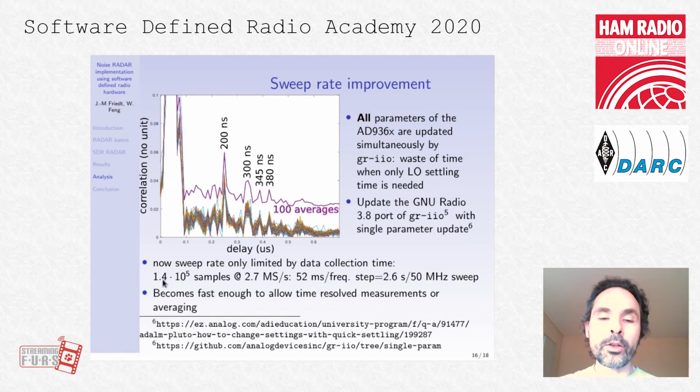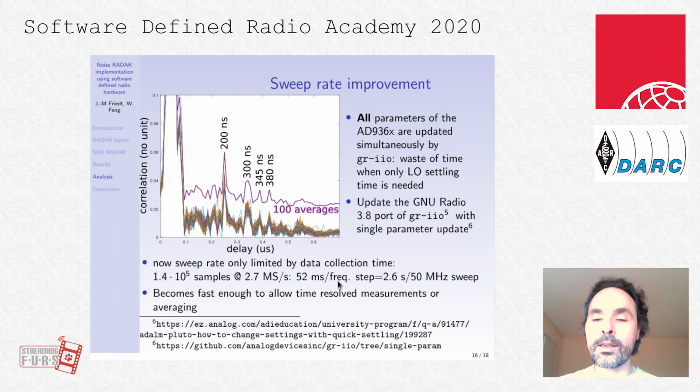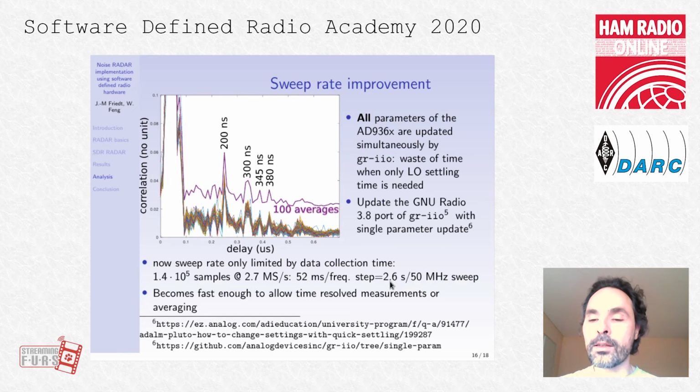So if we collect 140,000 samples, which is the duration needed to get a fine correlation with a good signal-to-noise ratio at a rate of 2.7 megasamples per second, you see that it takes about 50 milliseconds per frequency as opposed to 1 second previously. And this means that now sweeping 50 megahertz only takes 2.5 seconds instead of 1 minute.